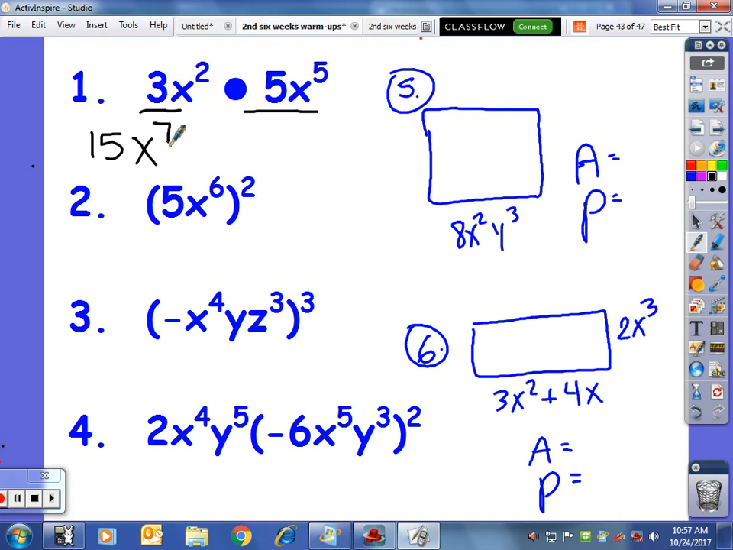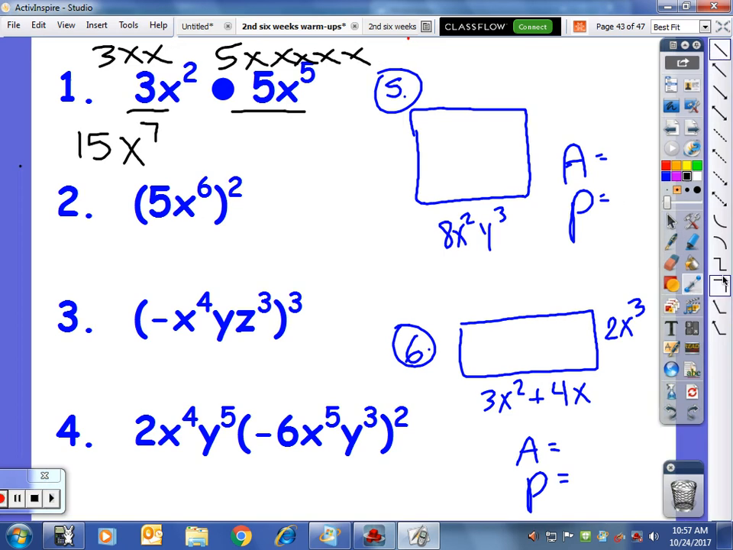Here's the rule where you count the x's. 3x squared means 3 times x times x. 5x to the 5th means 5 times 5 x's. So if you forget the rule, write it out in its factor form. There are 7 x's there.